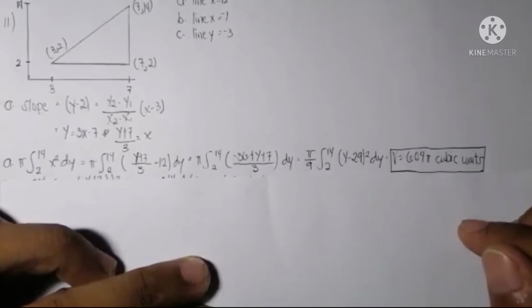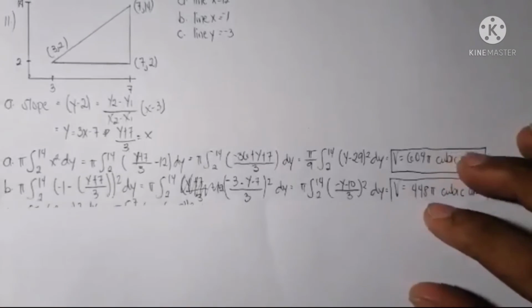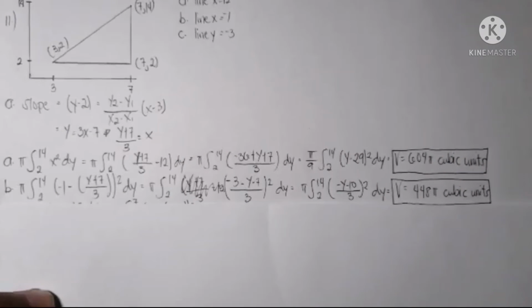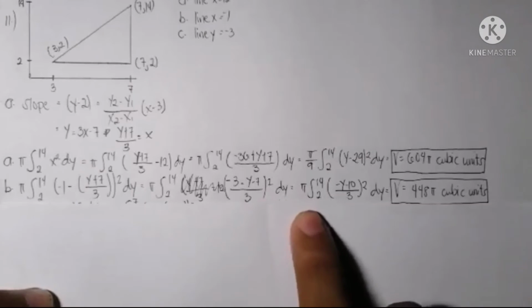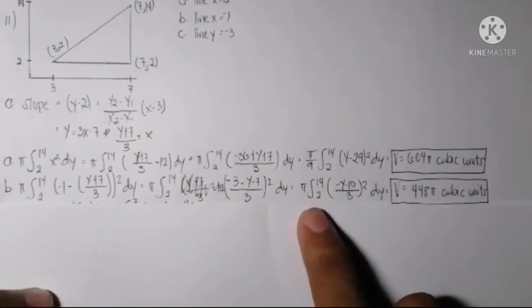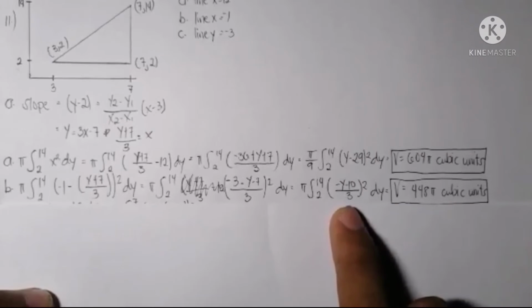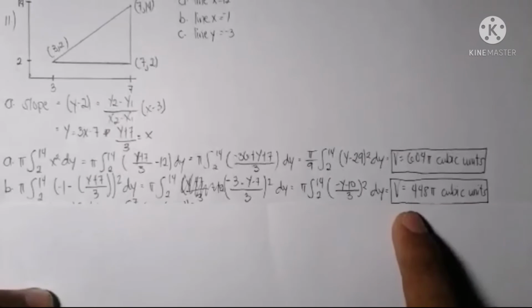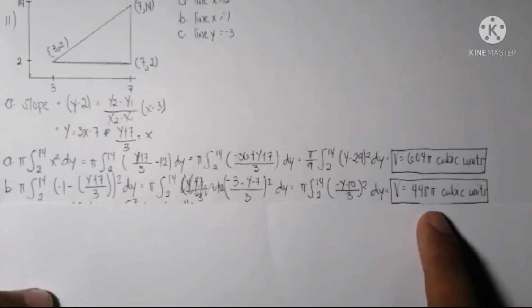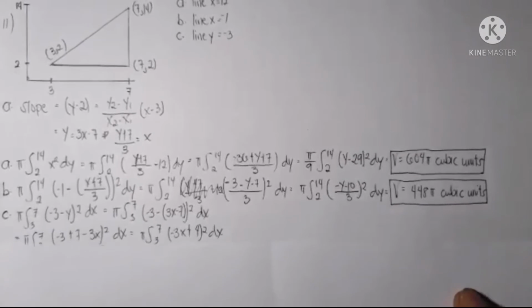So our V now is 604 pi cubic units. Now for B, V is equal to pi times the integral from 2 to 14 of (negative 1 minus (y plus 7) all over 3) squared dy, which is pi times the integral from 2 to 14 of (negative 3 minus y minus 7, over 3) squared dy, which is pi times the integral from 2 to 14 of (negative y minus 10, all over 3) squared dy. So our V is equal to 448 pi cubic units.